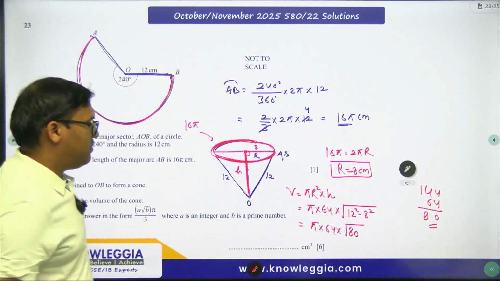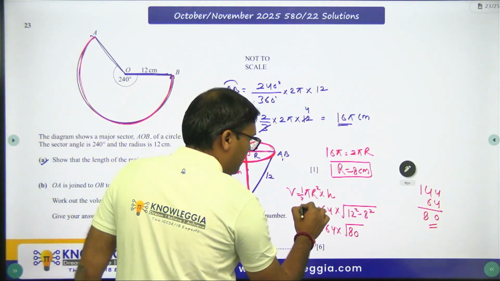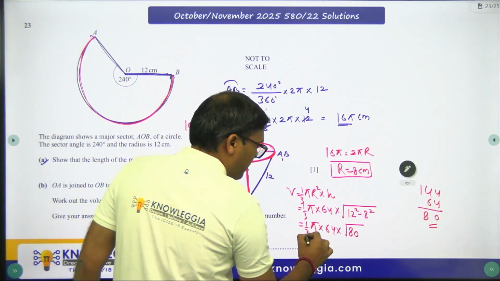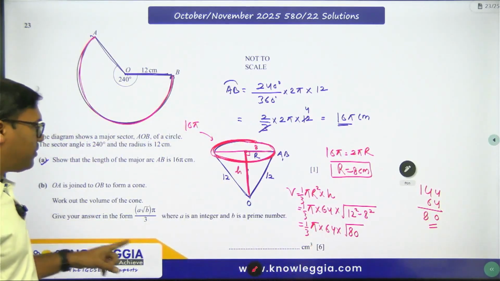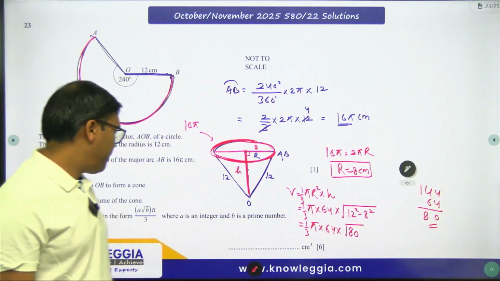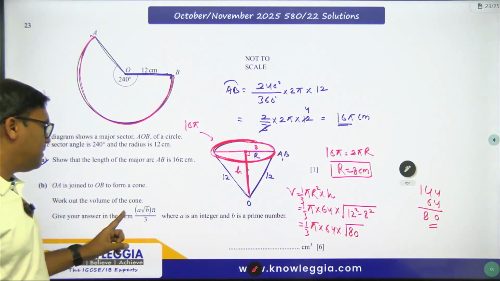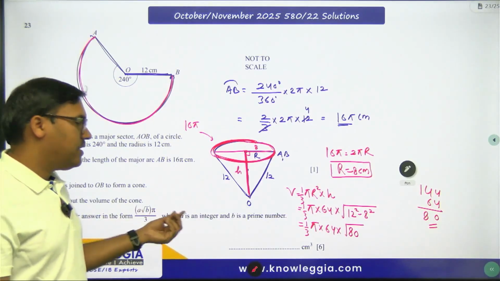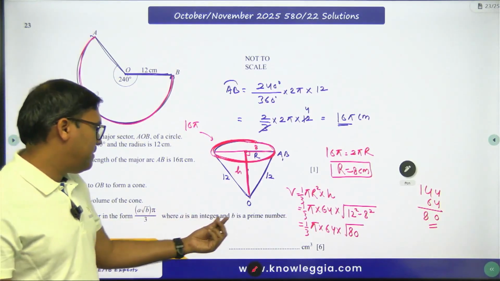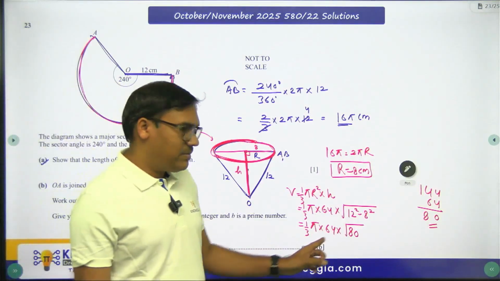Now you have to multiply by 1 by 3 also. The cone's volume is 1 by 3 pi r square h, correct? Now what is the question? You have to write the answer in the form a root b, where a is an integer and b is a prime number. So you have to simplify this further.